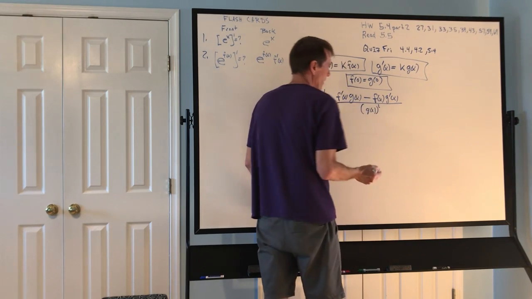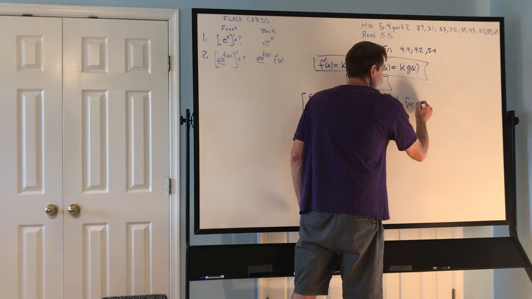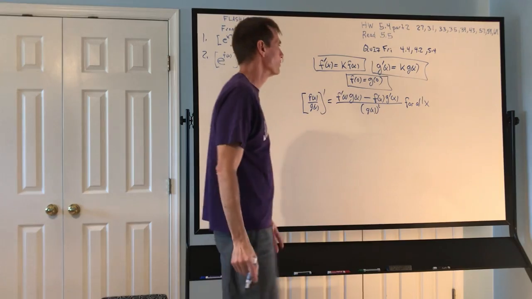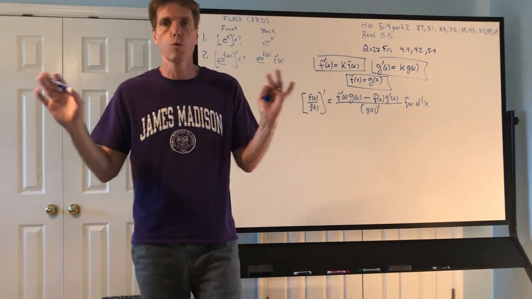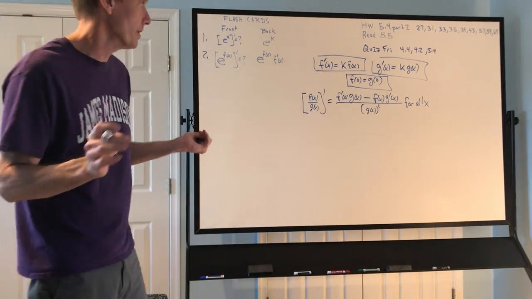All over g of x squared. And this holds for all x. So this is the derivative. It's just your quotient rule flashcard that we have.